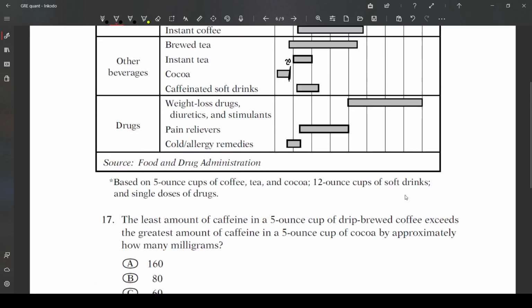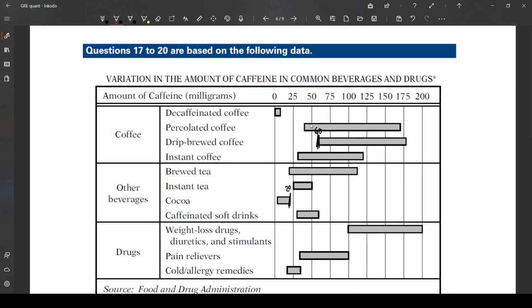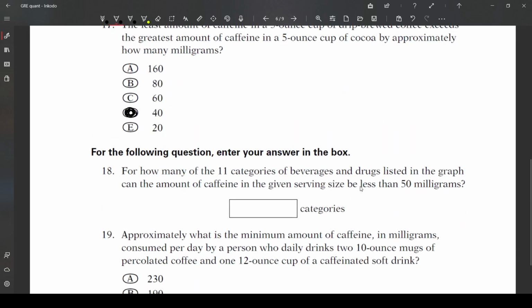So for this, we just have to count how many things dip past this line. In other words, we can just count how many don't go past, because that's easier. So these two don't go past, everything else goes past. And there's 4, 4, and 3, so that's 11. So 11 minus 2, so 9.